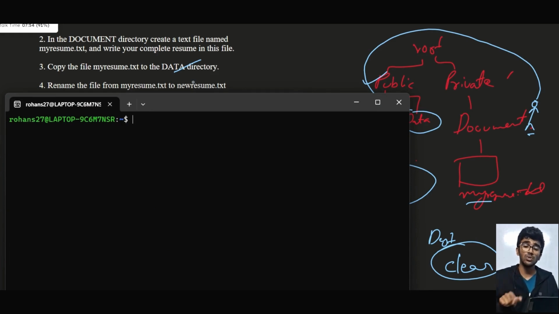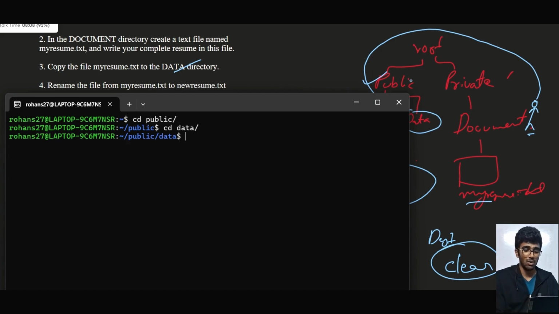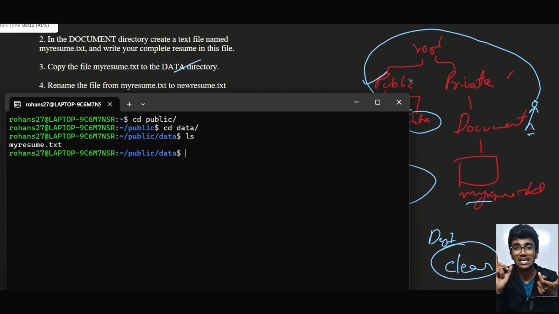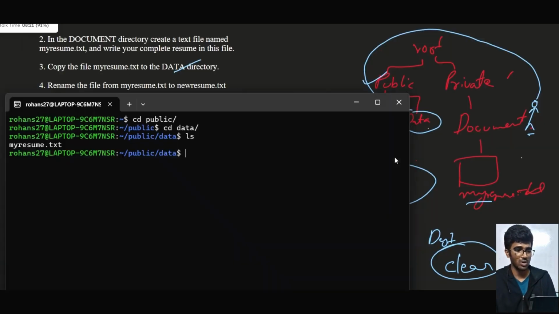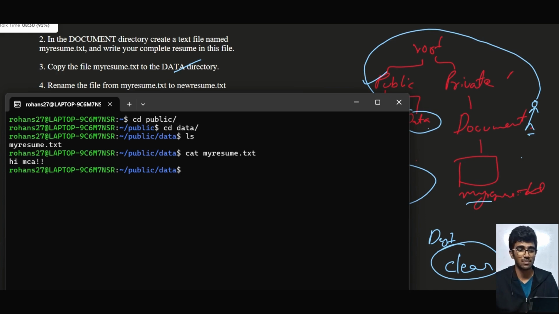You have to move to the data directory. How? You're in the root now. Type cd, data is present inside public, so public, and inside public cd to data. You're in data now. Click ls. Now you can see that myresume.txt is successfully copied from document to data. If you want, you can also check what is present inside it: cat myresume.txt, I am safe. Even this is copied. So this is the third one.